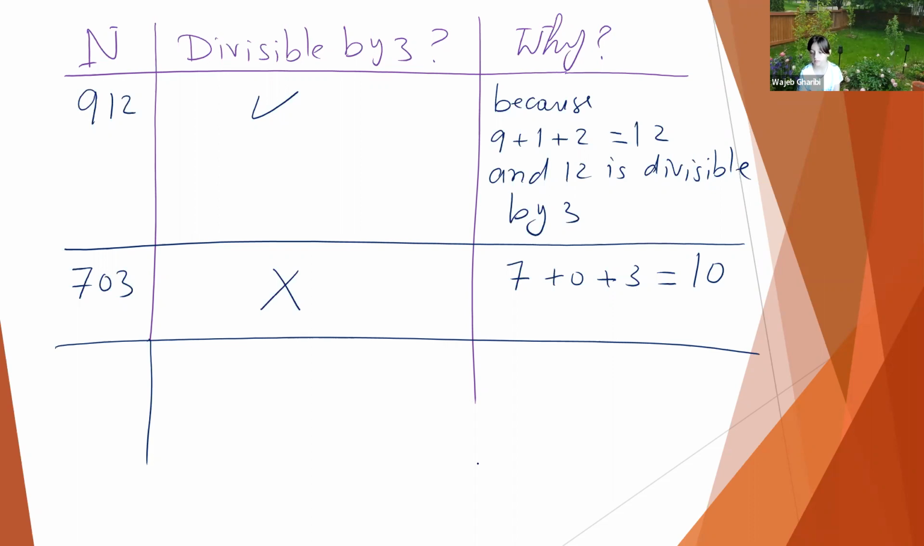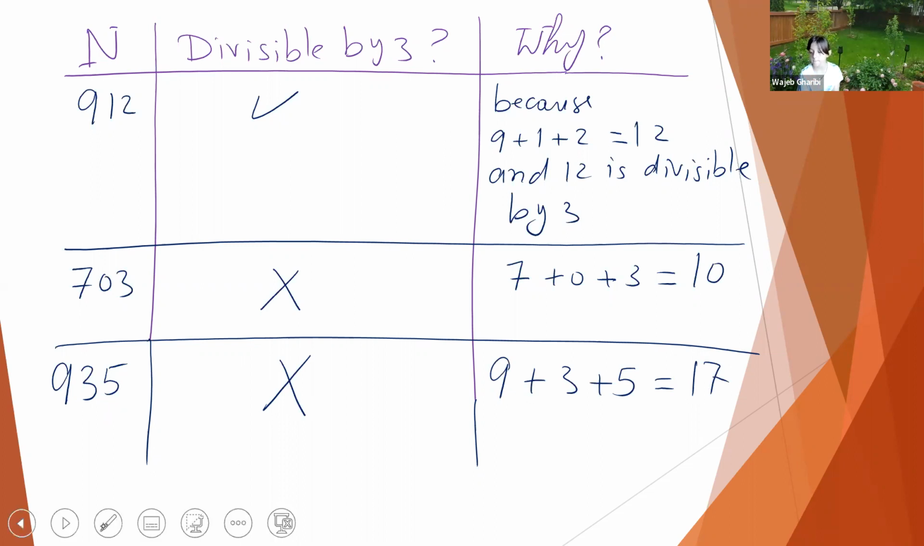Let me give you one more example: 935. Is it divisible or not? How to check? 9 plus 3 plus 5. First of all, 9 plus 3 equals 12, plus 5 is 17. So 17 is not divisible by 3, because 9 plus 3 plus 5 equals 17.